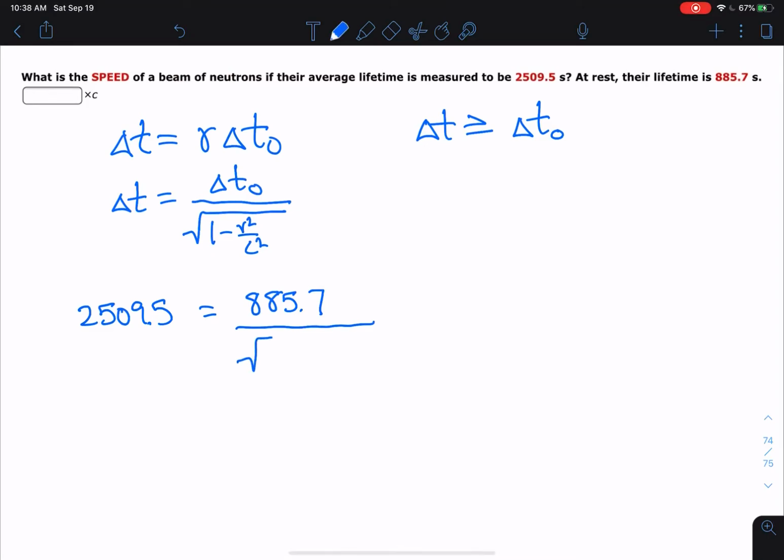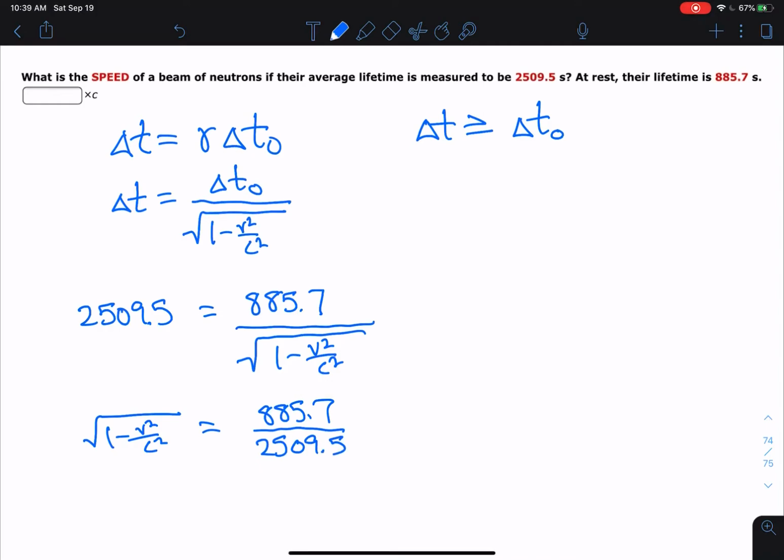Okay, so continuing, this is 1 minus v squared over c squared. So I can move the square root over: the square root of 1 minus v squared over c squared equals 885.7 divided by 2,509.5. Obviously I can plug this value in a little bit. Let's go ahead and square both sides. So this is 1 minus v squared over c squared equals this whole 885.7 over 2,509.5, all squared.